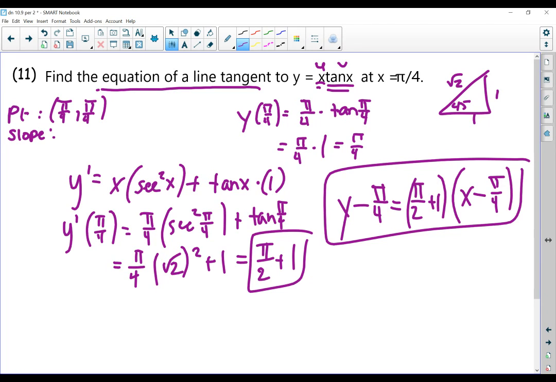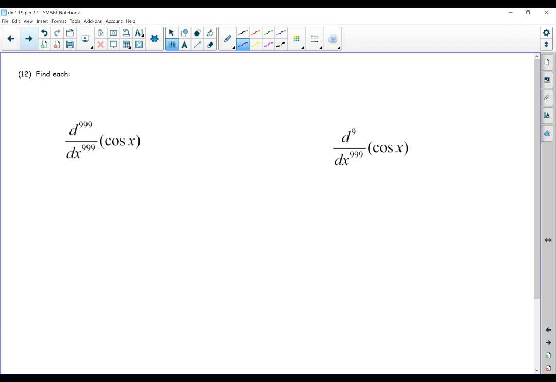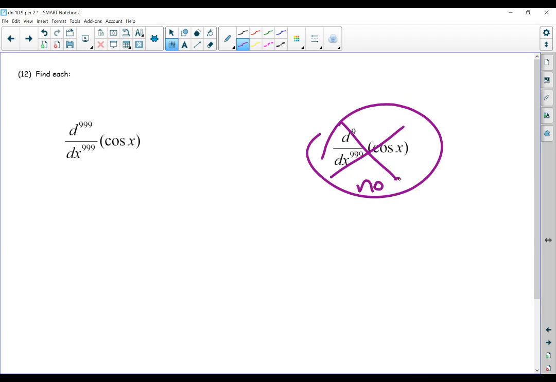Okay, now, last thing. Let's find each of these derivatives. Now, I did use slope notation. So notice how it's the d dx. The first one is saying, find the 999th derivative of cosine of x. The second one here, take the 9th derivative. This doesn't make sense. This makes no sense. If you're finding the 999th derivative, it needs to match here. So this is impossible. So just a little notation: when you're in slope form and you're taking higher order derivatives, it should be the same number on top and bottom.